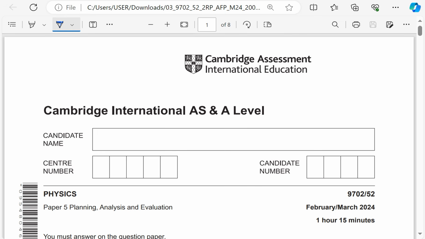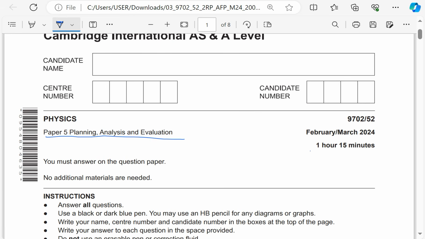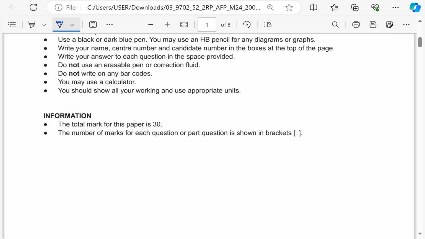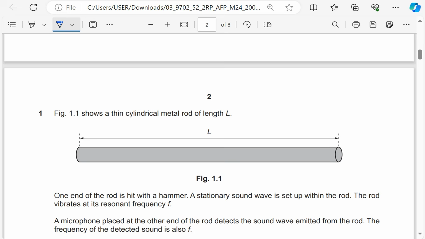It is Paper 5, Planning, Analysis and Evaluation. The paper is 1 hour and 15 minutes. I'll try my level best to keep the time, but I may take more time because I'm going to plot a graph, draw error bars and a line of best fit. It is very hard on a computer. The paper is 30 marks. I'll just go straight to question number 1.